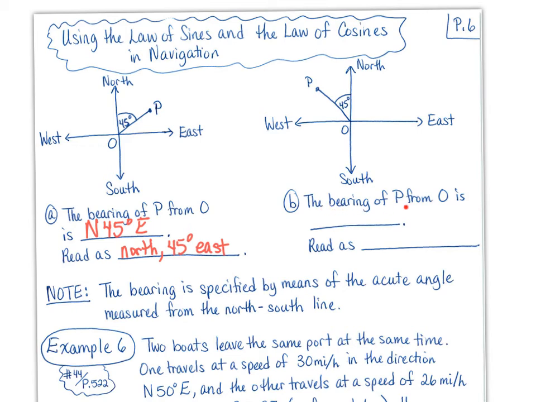In part B, what's the bearing of P from O? North 45 degrees south? You can't get that. What is it? N 45 degrees W, or west. Good. So N 45 degrees west, read as north 45 degrees west. Okay? So note that the bearing is specified by means of the acute angle measured from the north-south line.